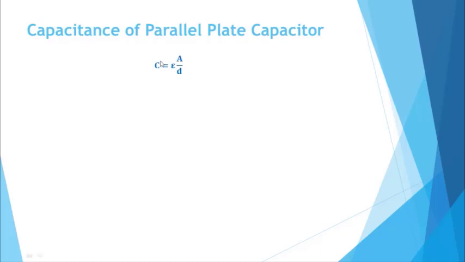So the capacitance of a parallel plate capacitor is given by C is equal to epsilon multiplied by the area divided by the distance. As the epsilon increases, then the capacitance will increase. When the epsilon increases, that means the insulator used is a very good insulator.